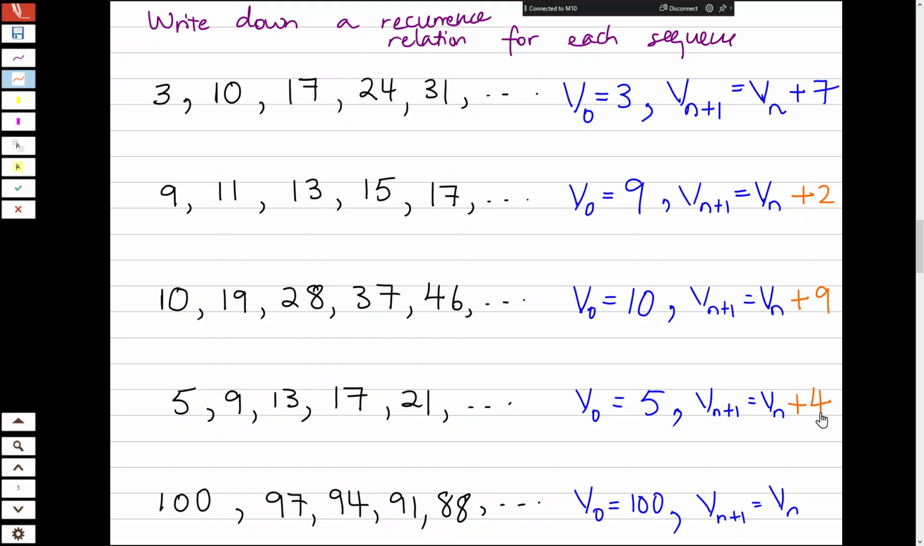Alright, and now the curveball, which I didn't teach you. What's different about this one, Bruce? It's going down by how much? By 3. So minus 3. Okay? So please notice it's still Vn plus 1 because Vn plus 1 represents the next term in the sequence. So to get the next term, I need to take the current term and take away 3. Okay?